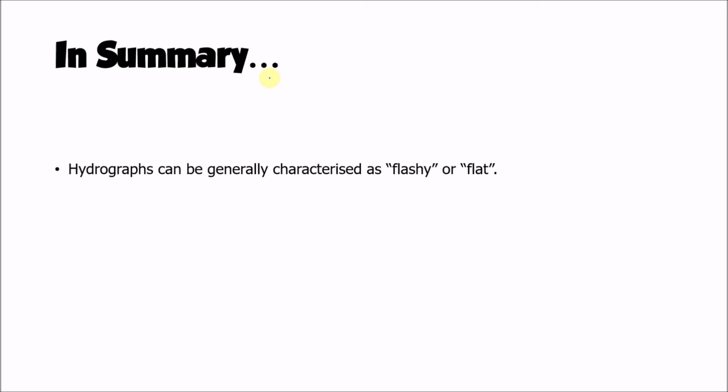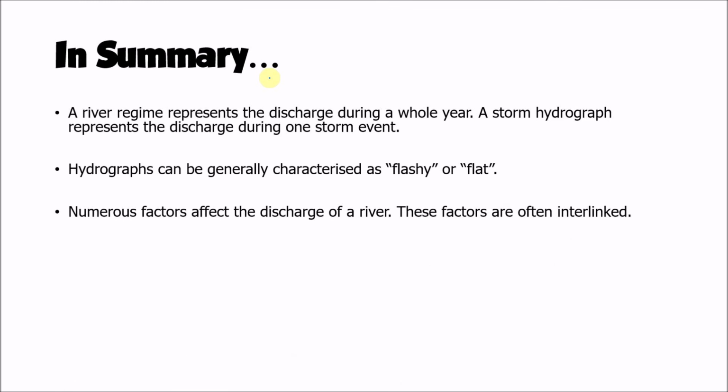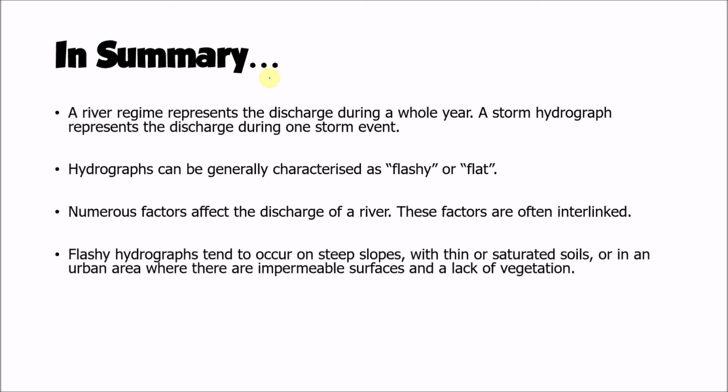So in summary then, a river regime represents the discharge during a whole year, whereas a storm hydrograph represents the discharge of a river during one storm event. And those hydrographs can generally be characterised as being either flashy or flat. There are numerous factors that affect the discharge of a river, some of them natural factors, others human factors. And those factors are often very interlinked with each other.